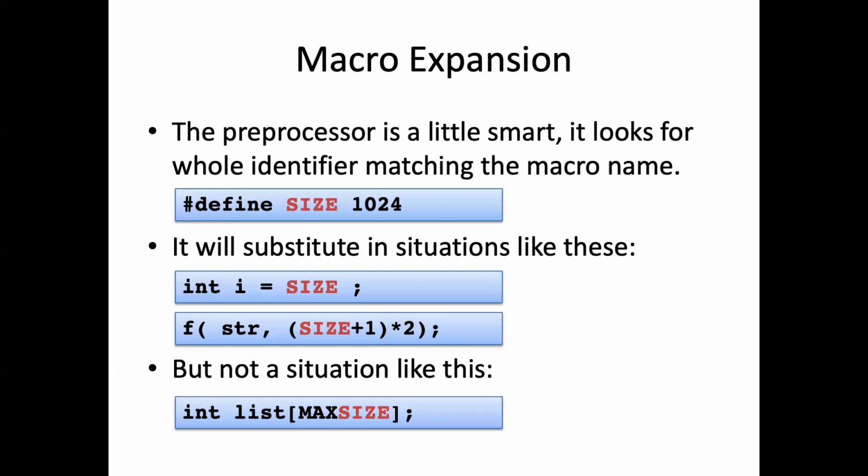And when I say token, I mean essentially the identifier, the same rules for finding identifiers that you would normally use in the language. So a sequence of numbers, letters, and underscores that starts with a letter or an underscore. So it's looking for a whole token like that. It won't replace a macro name if it shows up as part of a bigger token.